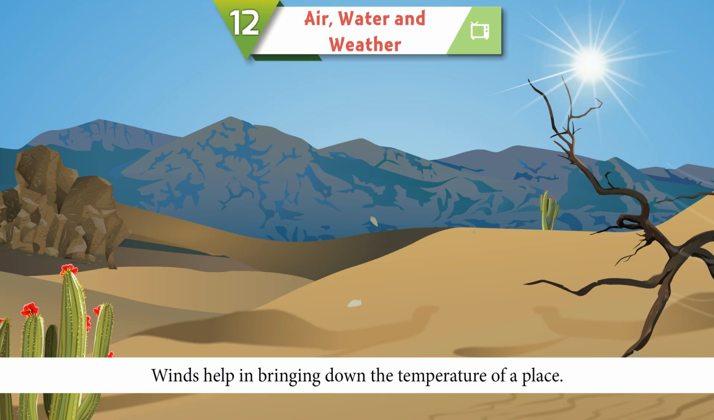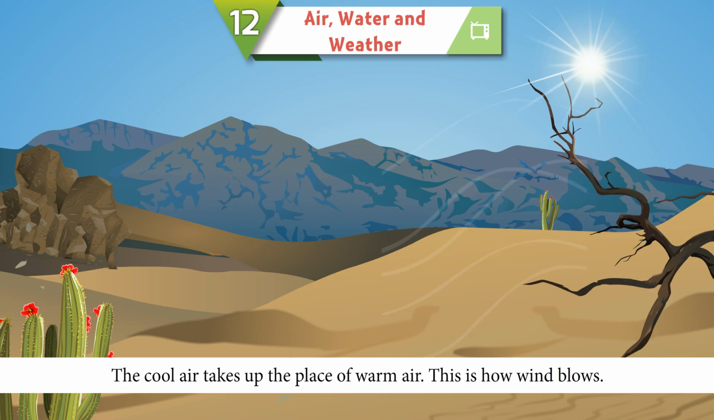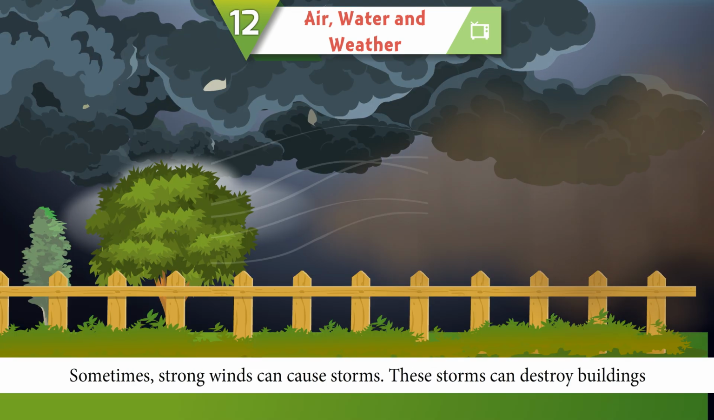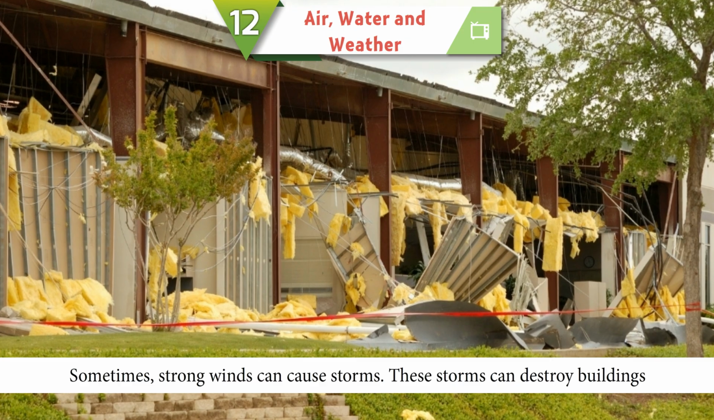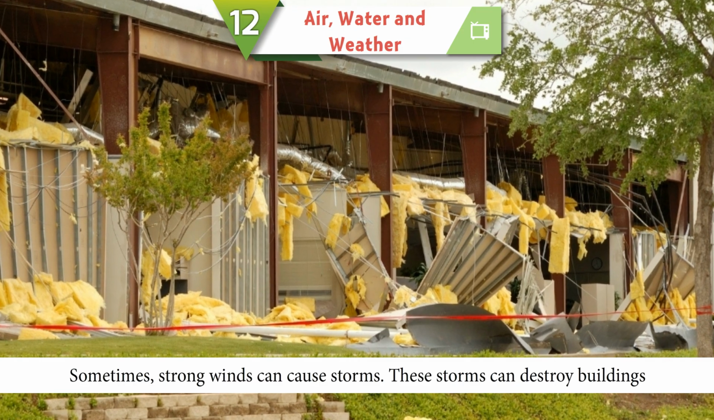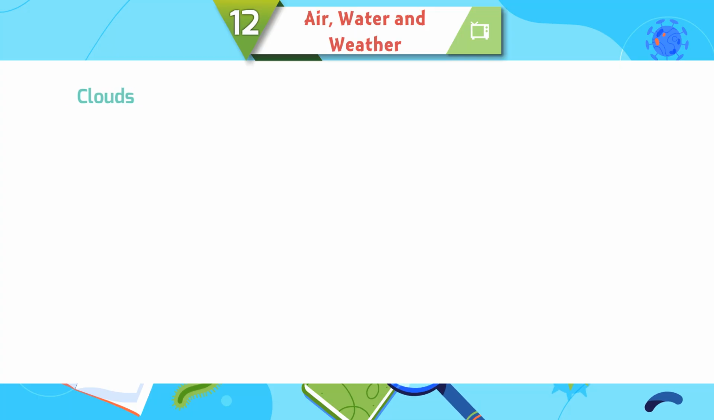Winds. Winds help in bringing down the temperature of a place. During the day, the sun heats up the land due to which warm air rises up. The cool air takes up the place of warm air. This is how wind blows. Sometimes strong winds can cause storms. These storms can destroy buildings and lives and cause damage.